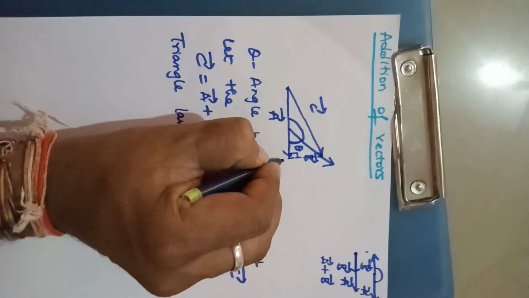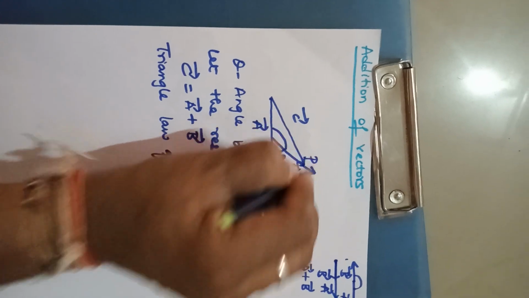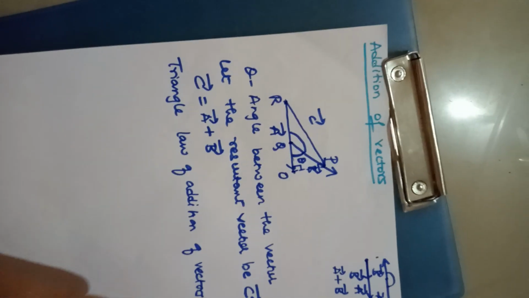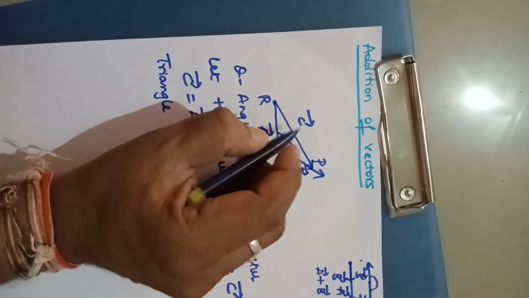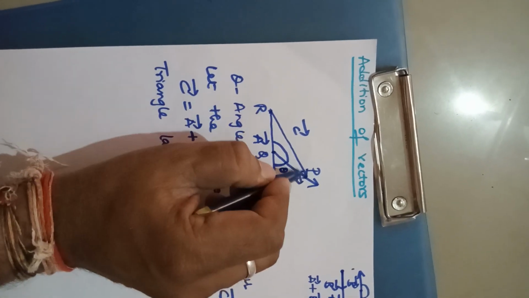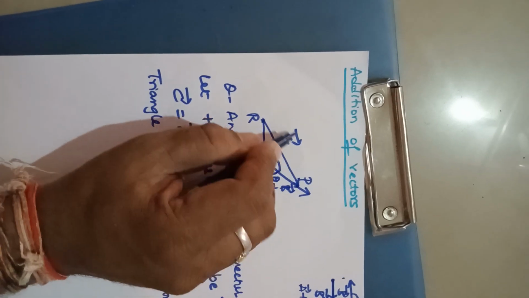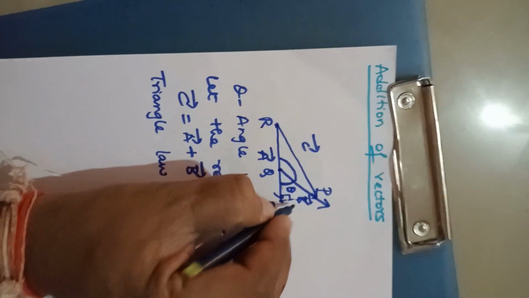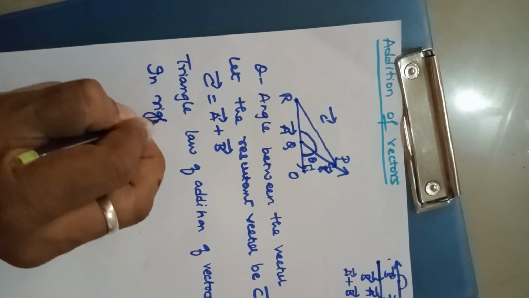Now for convenience I will label this point as O, this point as say P, this point as Q, this point as R. So as you can see, if you find the length of this RP, it will give us the magnitude of vector C. Length of RP will give us the magnitude of vector C. For that, first we shall consider the triangle POQ. In a right triangle POQ.